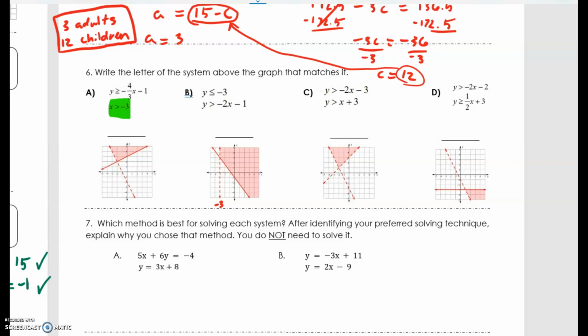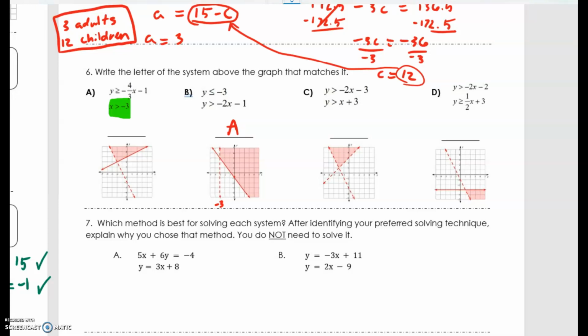So I'm assuming it's that one. I'll double check it with the top equation. The top equation has a y-intercept of negative 1, and it's going down 4 and over 3, and it's shaded above, and it should be solid. So yeah, that's a good match. So A belongs right here.